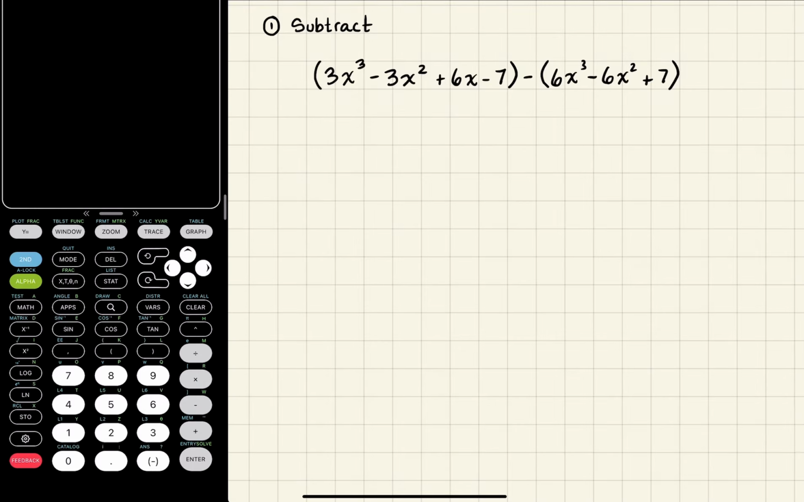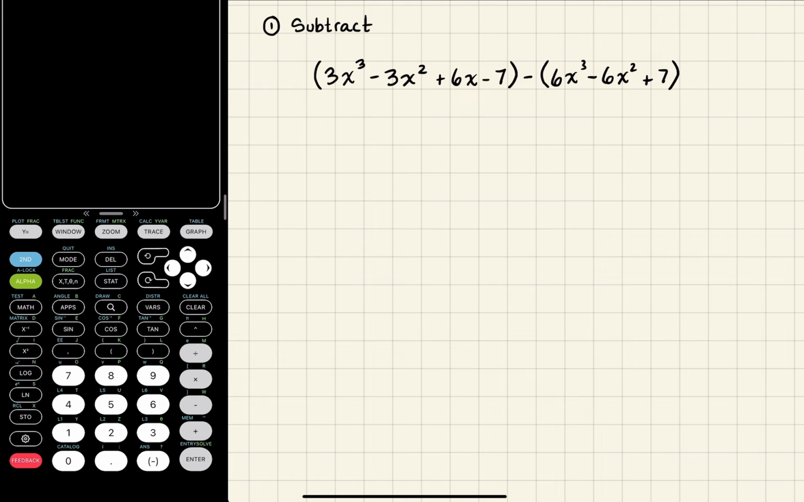Okay, I've got some problems here for the test review. I would say if you can get through these problems, you'll have a pretty good understanding of the material that will be on test 1. So let's take a look. The first problem here, we're asked to subtract these two expressions.